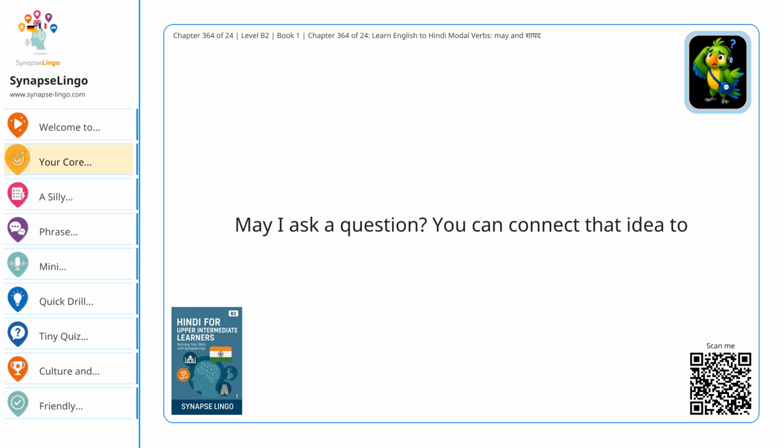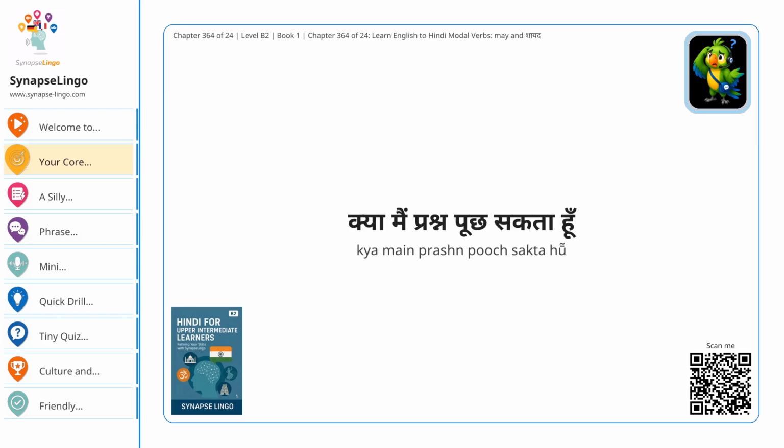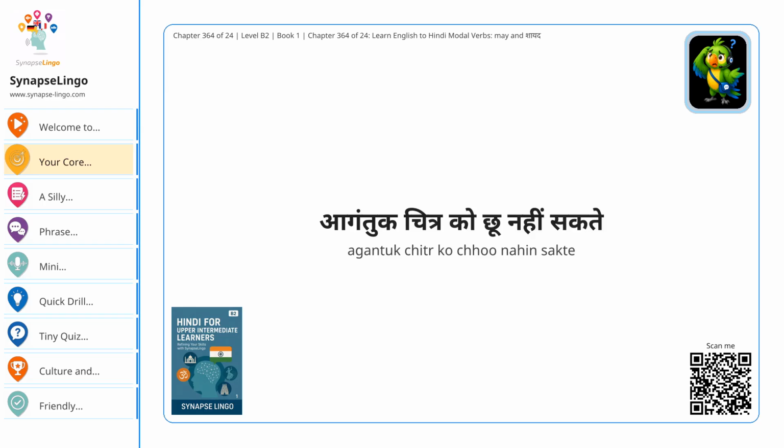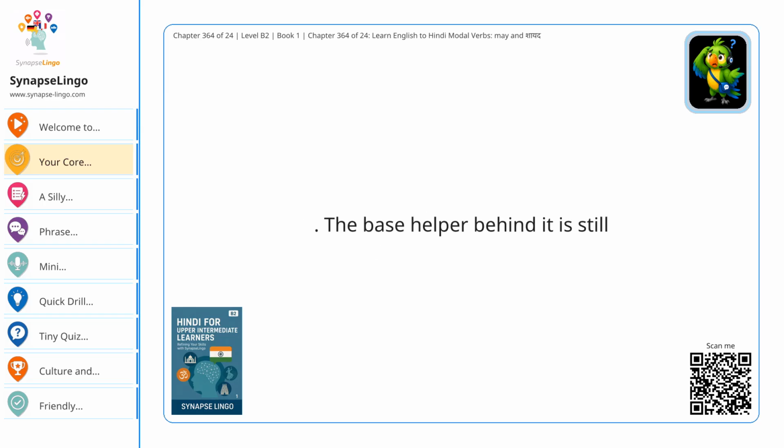May I ask a question? You can connect that idea to saknā, as in, क्या मैं प्रश्न पूछ सकता हूँ? Visitors may not touch the painting. The permission idea becomes negative. आगंतुक चित्र को छू नहीं सकते. The base helper behind it is still saknā. Memory trick. Imagine a giant green stamp saying, saknā. If the stamp falls, permission lands.